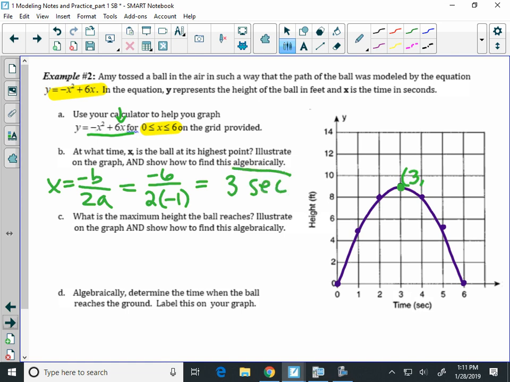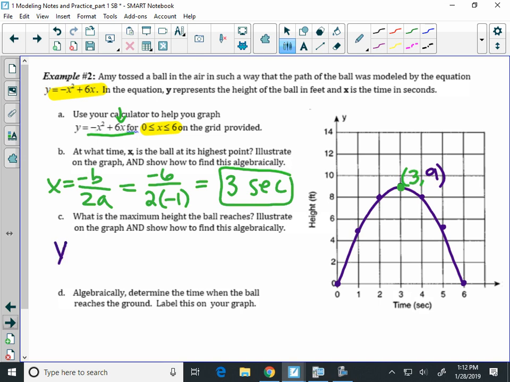And does that match what we got from our graph? Yes. Okay. So algebraically it matched what we had from our graph. Now, knowing that happened at 3 seconds, how do I algebraically find the maximum height? We know it's going to be 9 from our graph. But how by hand would I decide that it was 9 feet? That's a good question. Plug 3 into the equation, right?